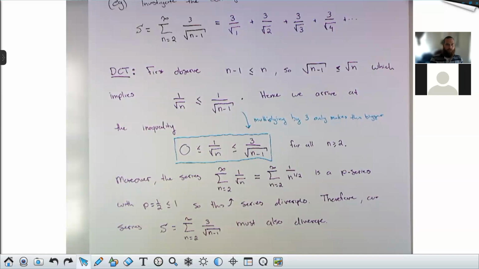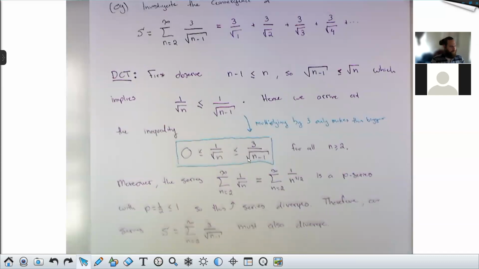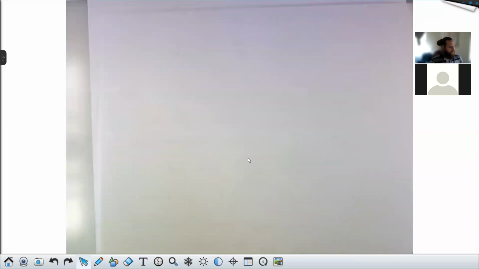Any thoughts on this? It's actually pretty straightforward, right? All the hard work is in coming up with the inequality. Okay, I'm going to do one more example like this, and then we're going to talk about a different kind of, well, two more examples. We'll talk about a different kind of test.